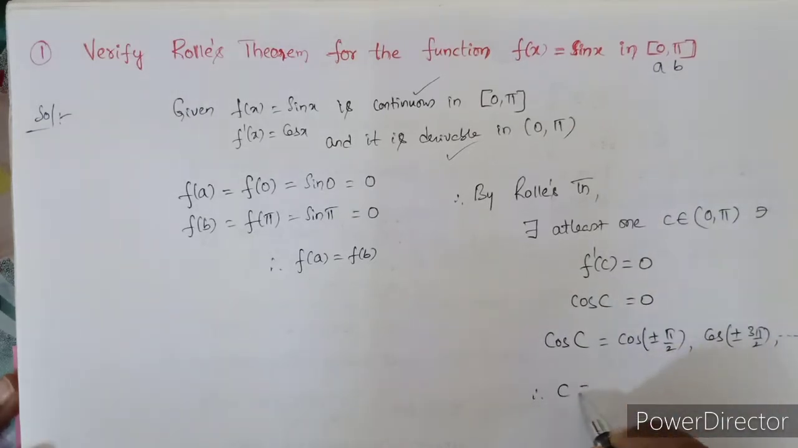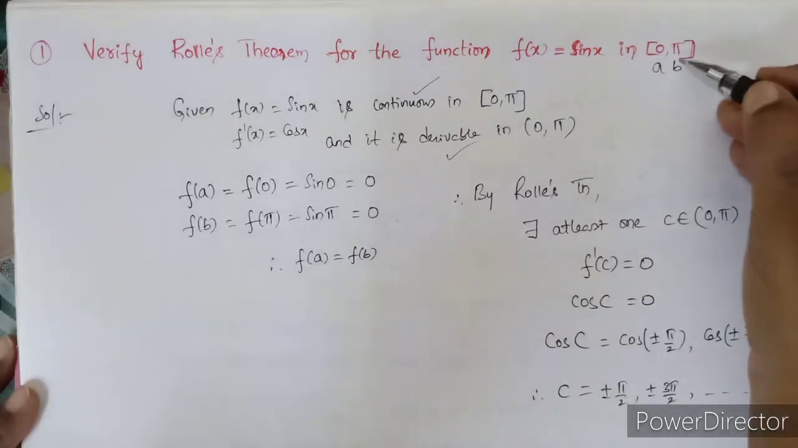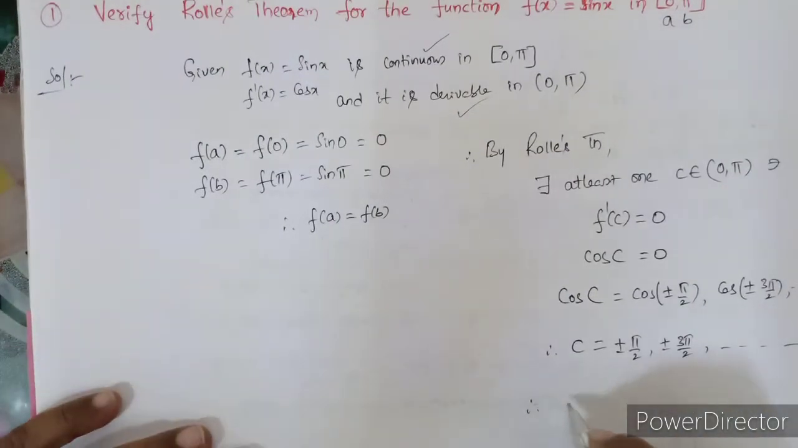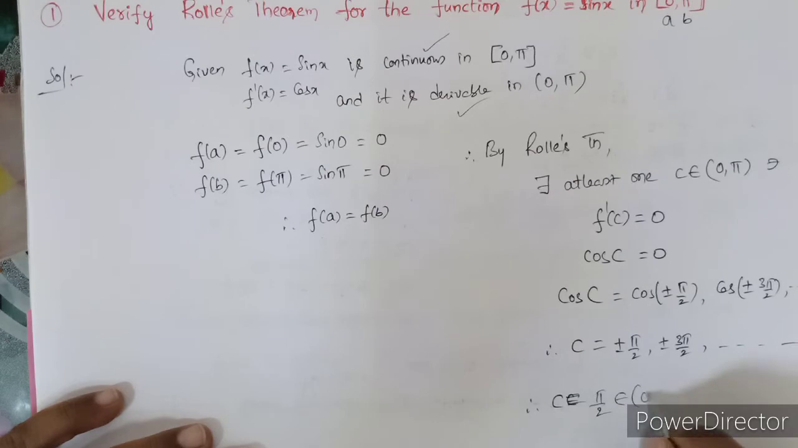Therefore, c is equal to plus or minus pi by 2, plus or minus 3 pi by 2, plus or minus 5 pi by 2 and so on. But in this interval 0 to pi, there exists only one c. Therefore, c is equal to plus pi by 2. C is equal to plus pi by 2 only lies in this interval.